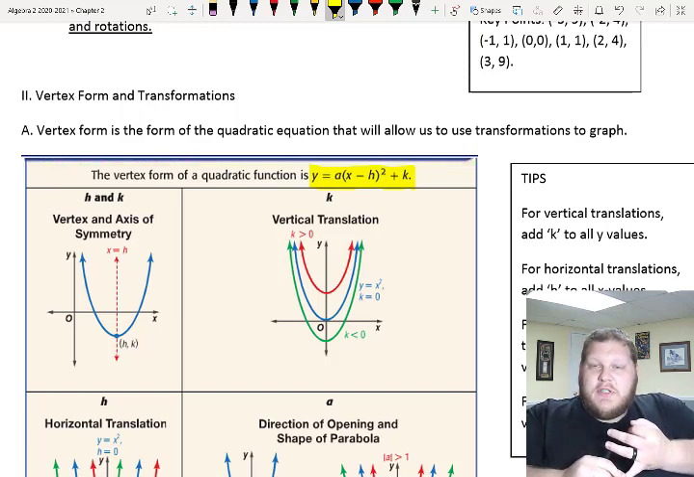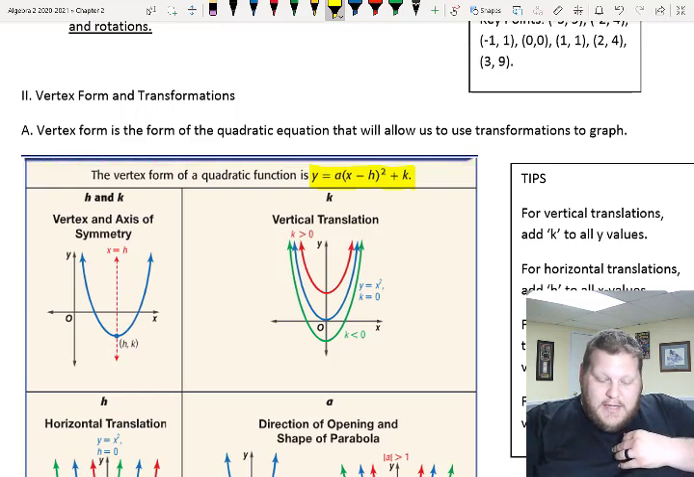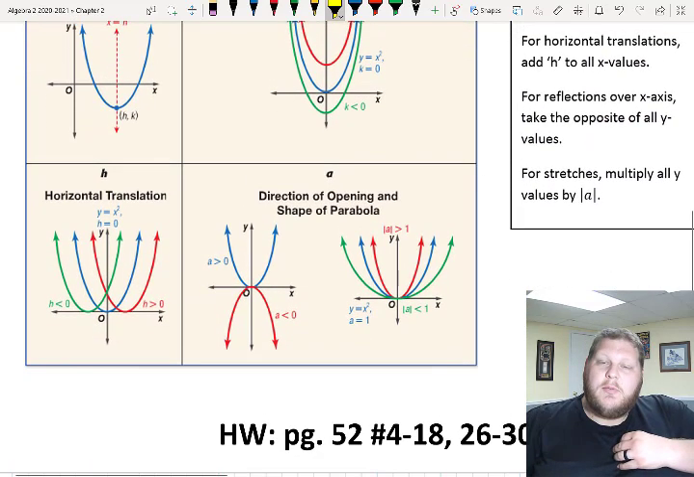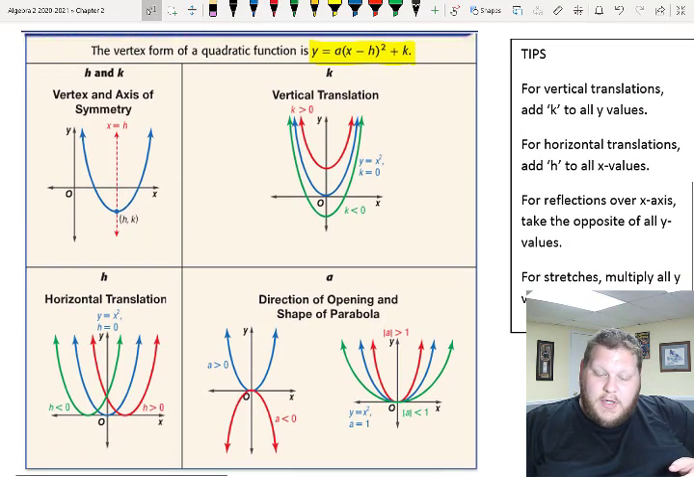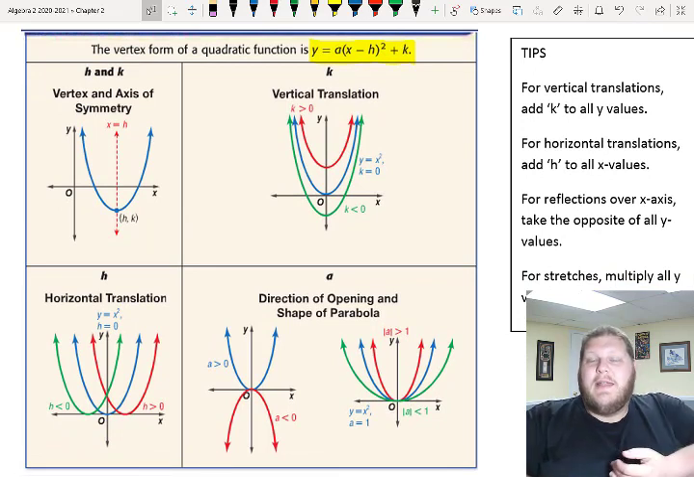Your a value, which is out front here, tells you which direction your parabola opens and whether it's been stretched or shrunk. Right? Because in our multiplication process, if that a value is negative, we know that opens down. If that a value is positive, it stays opening up. It's the same thing we had last chapter.